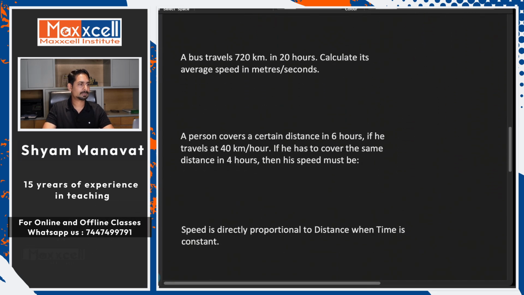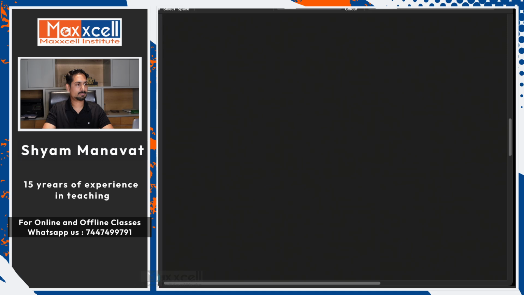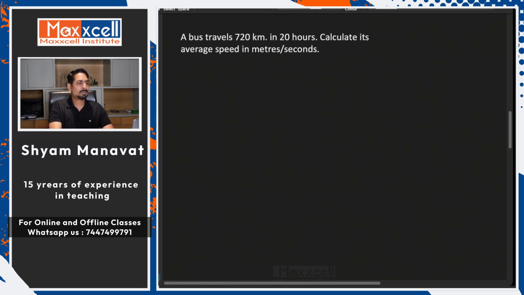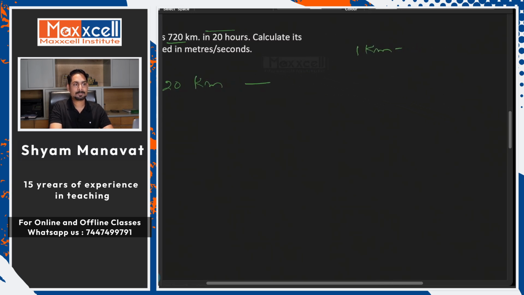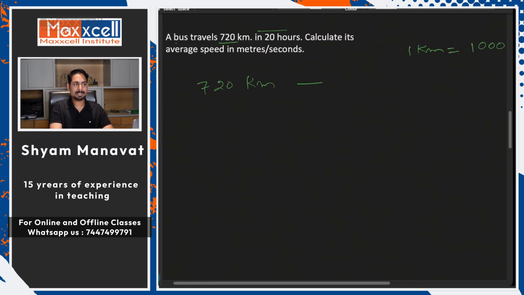Now let's solve some questions based on what we discussed. The question says a bus travels 720 kilometers in 20 hours. Calculate its average speed in meter per second. So one way is you can convert 720 kilometers into meters. So 1 kilometer equals how many meters? That's equal to 1000 meters, right? So you multiply by that, and you will get the distance in meters.